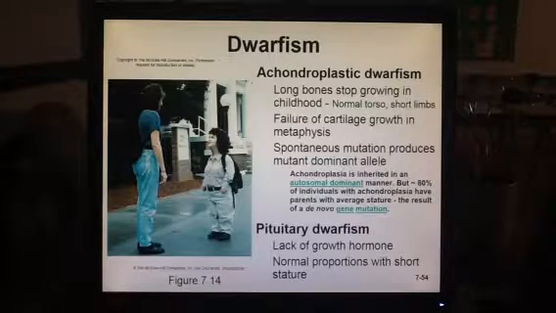This has to do with a mutation in alleles. It is inherited. But then there's other types of dwarfism. Pituitary dwarfism is when there's a lack of growth hormone. So their bones have normal proportions, but overall a short stature.